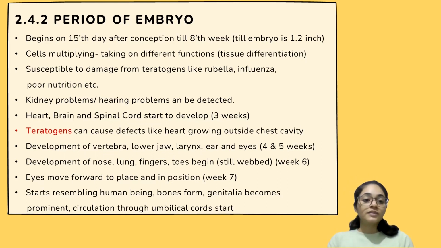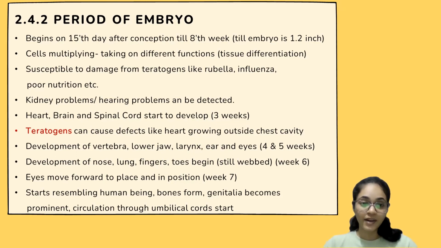The development of the vertebra, lower jaw, larynx, and ears happens in the 4th and 5th week. The development of the nose starts, and the lungs, the fingers, and the toes begin. However, the toes and the fingers are still webbed. Webbed as in they are still in a way stuck to each other. Like the way we can separate our fingers because there is a gap between them, it's more like this, where they are webbed, stuck to each other, but they are developing. The eyes move forward into place and position.